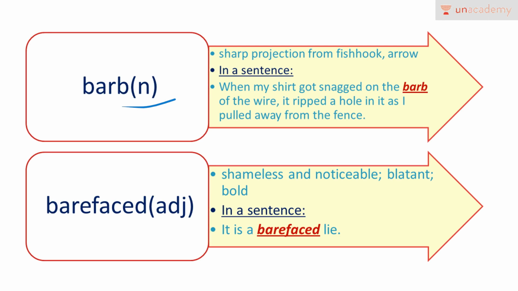Next word is barb. It's a noun, which means a sharp projection from a fish hook or an arrow. In a sentence, it would read, when my shirt got snagged on the barb of the wire, it ripped a hole in it as I pulled away from the fence.